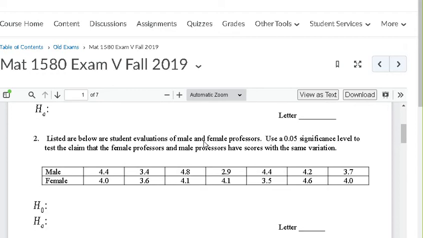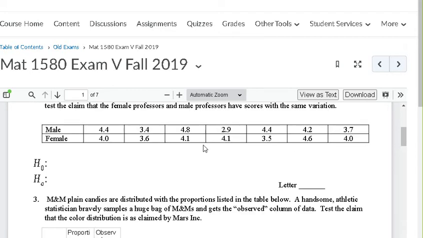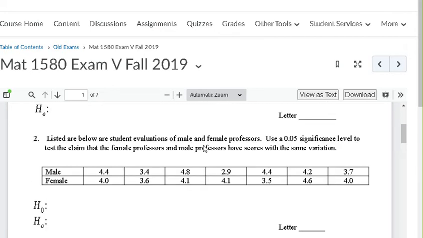This first one is an analysis of variance one. You can skip that. Second one, listed below are the student evaluations of male and female professors. Use a 5% significance level to test the claim that female professors and male professors have scores with the same variation. All right. First things first, how many populations are you working with?